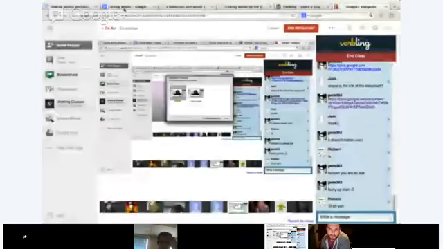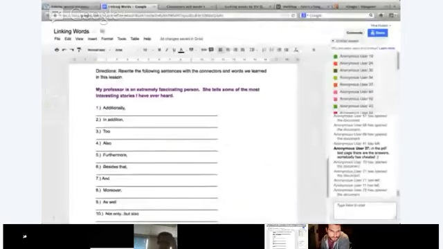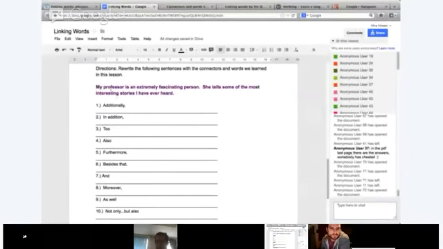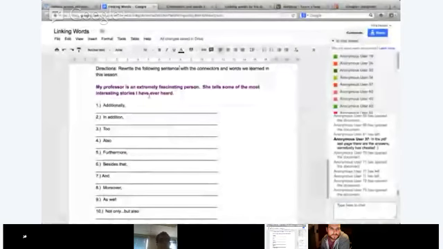We actually just have a few more minutes left, so let's move on to the second page. I'm going to share my screen for this one. This is fun, and we are going to reword this sentence. Can everybody see my screen? Yeah. So directions: rewrite the following sentences. Let's do a sentence with the connectors and words we learned in this lesson. So, my professor is an extremely fascinating person. She tells some of the most interesting stories I have ever heard.